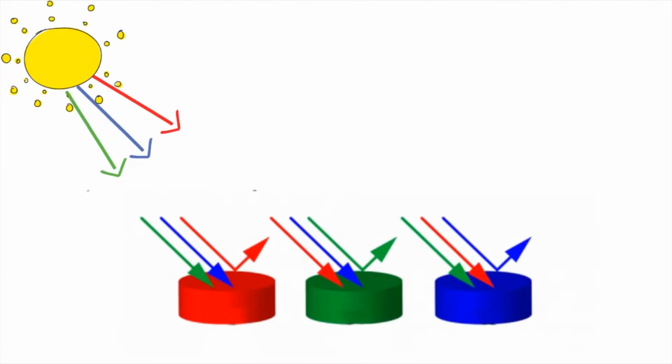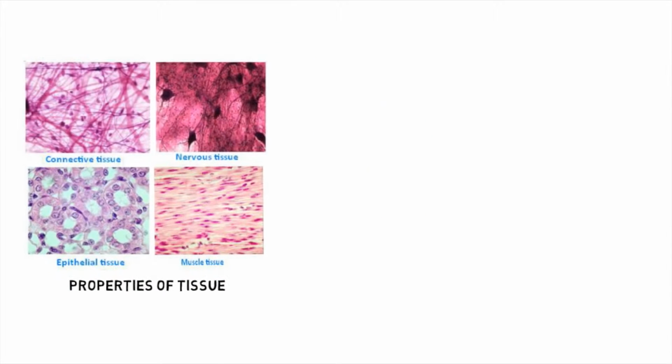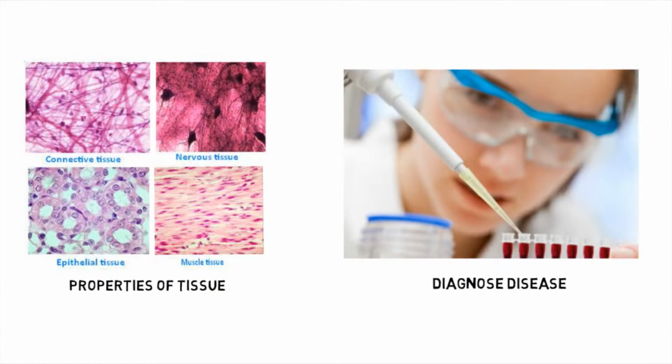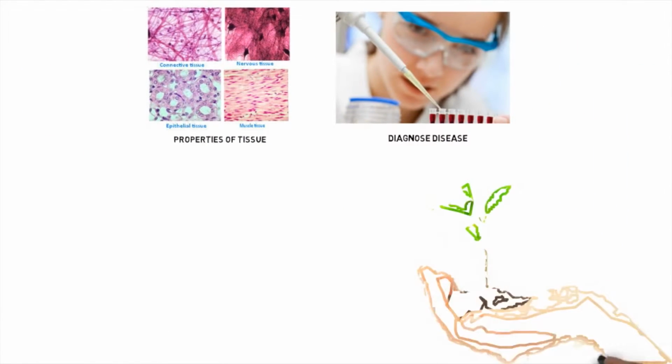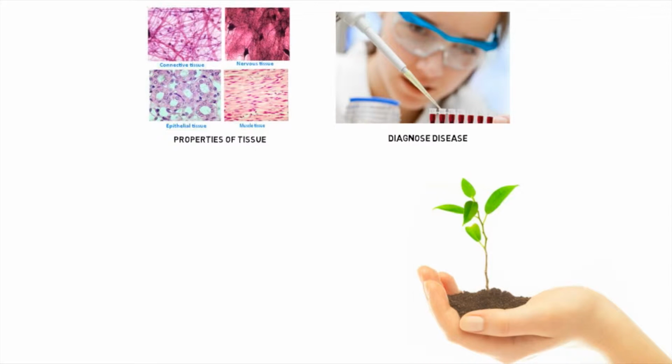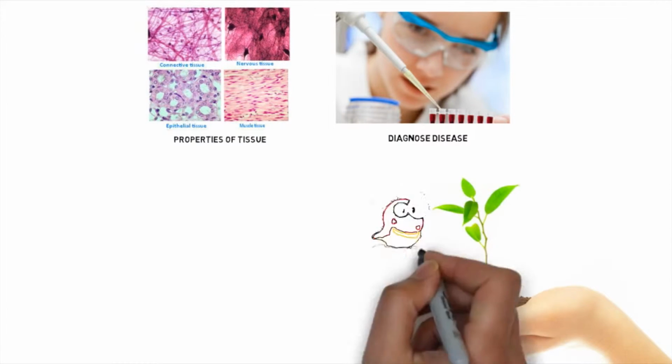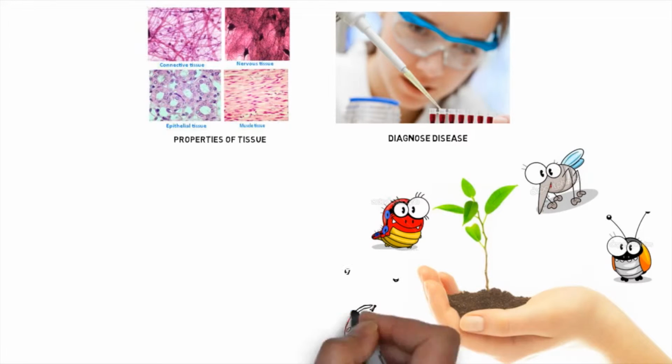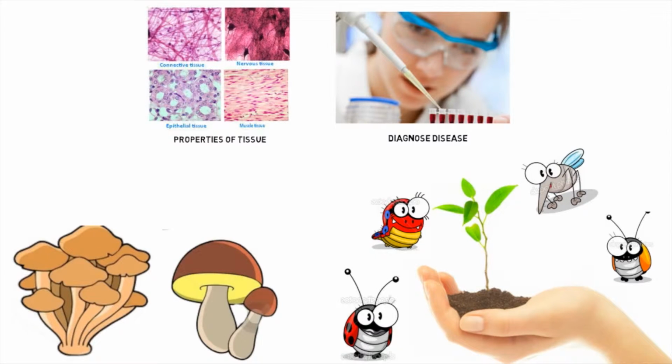And by studying the properties of light interacting with matter, specifically by measuring how light reflects off of different objects, we can quantify different aspects of properties of tissue, for instance. We can use it to diagnose disease. We can also use it to identify the health of a plant, perhaps one infected with insects, or perhaps one being attacked by a fungus.